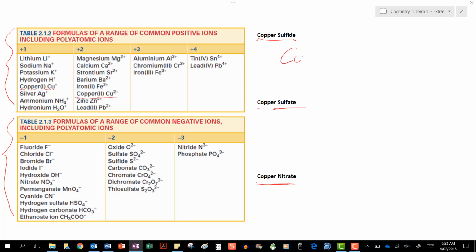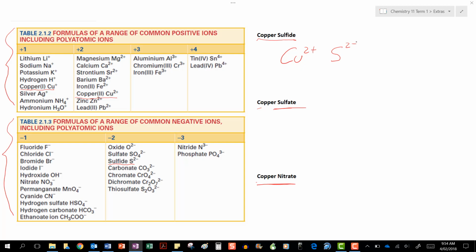So we write down our copper and our charge. Then what we want to do is find out what sulfide is. Now again, eventually it'll come from memory, or if we think about the periodic table and which group it's in, we can work out its charge. But it is down here, and it is telling us that sulfide is S2-. So we're going to write that down.